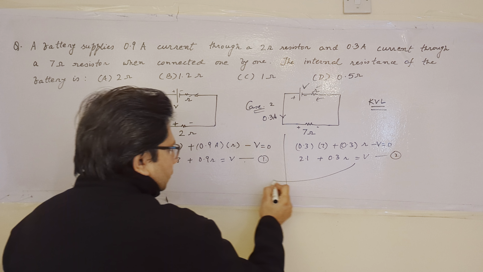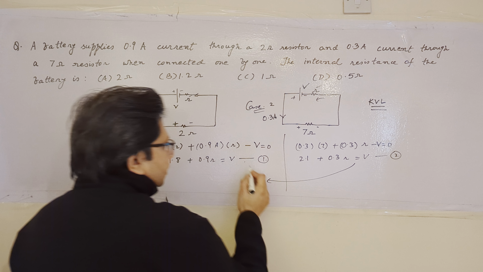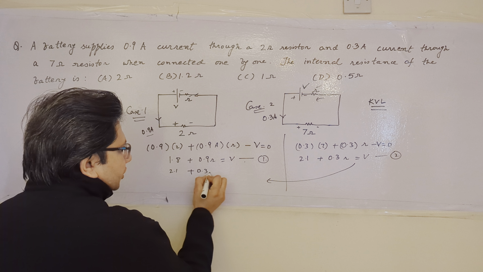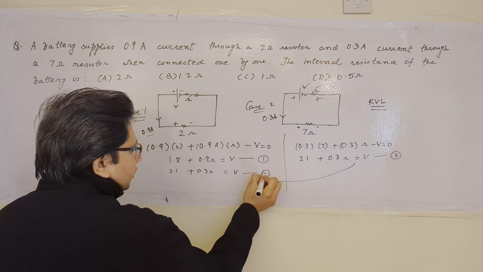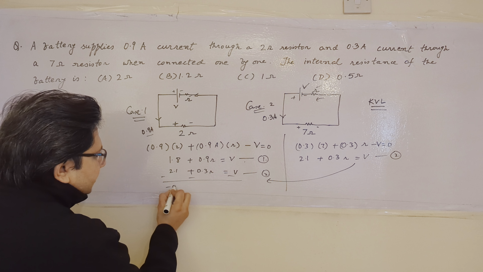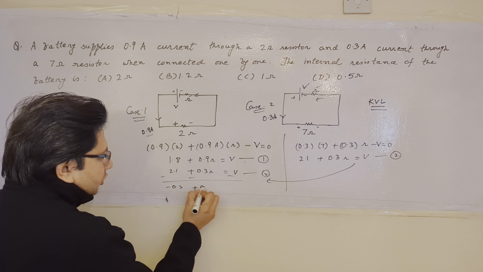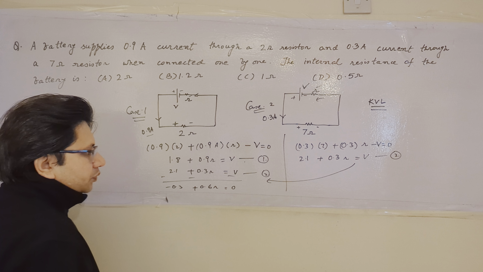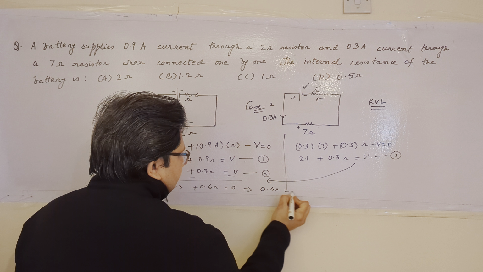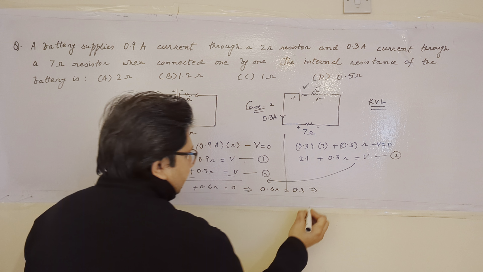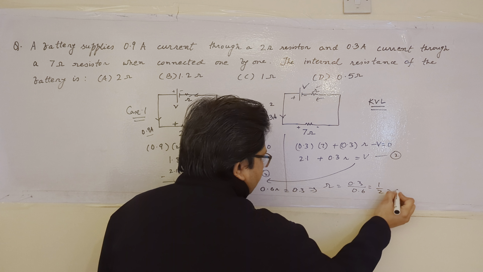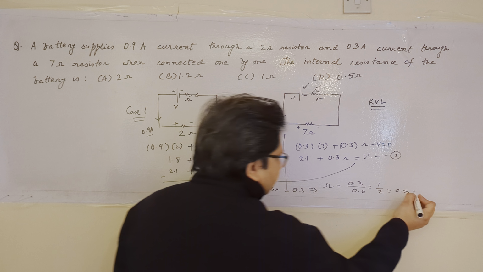So we subtract equation 2 from equation 1. Equation 2 is 2.1 plus 0.3 r equals V. Now subtracting this equation from the first equation, we get minus 0.3 plus 0.6 r equals 0. Or we can say 0.6 r is equal to 0.3, so small r is equal to 0.3 upon 0.6, which is equal to 1 upon 2, which is equal to 0.5 ohms.